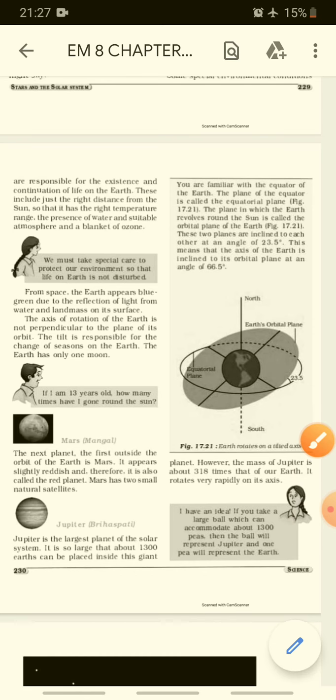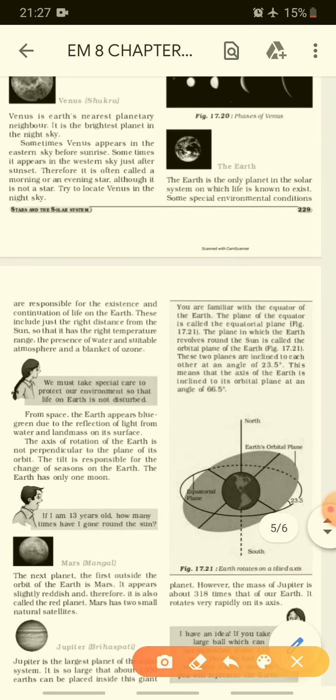Earth is the planet where we humans exist, where we live, where life can exist, because we have an atmosphere. The Earth is the only planet in the solar system where life is known to exist. Some special environmental conditions are responsible for the existence and continuation of life on the Earth. Yes, where we are living, that planet is Earth.